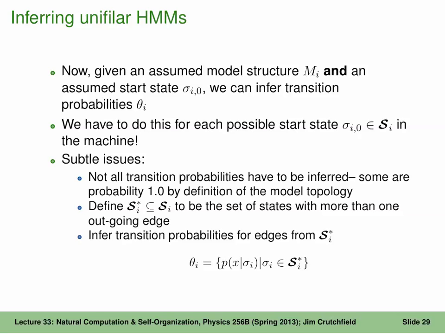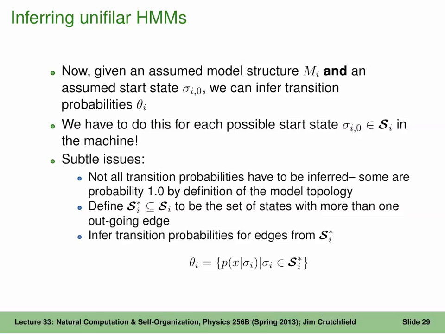So now we're going to do inference, but we're going to assume a model structure and an assumed start state. And so you could almost think of this as a bunch of different models where you have a model structure and you assume start state A is one model, and start state B is another model. And then we're going to do model comparison to choose which one is which. And as I've been saying, you have to do this for every start state in the machine, at least try it.